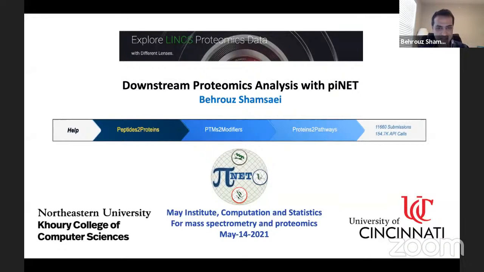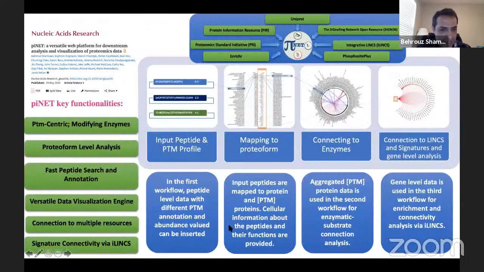I had 10 minutes, so I decided that it's not that much time. Let's have a demo of PINET. This slide shows the features, what PINET does, and I will give a demo of how we can use it.